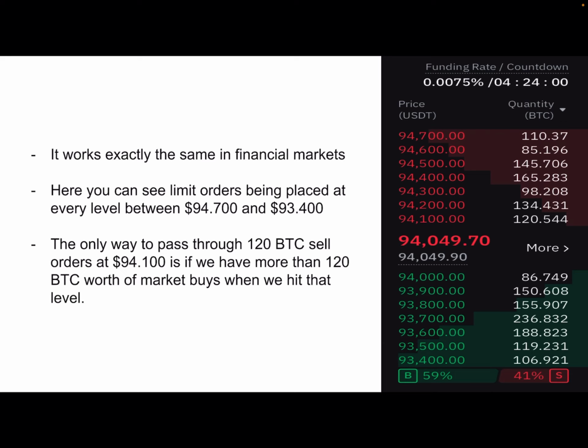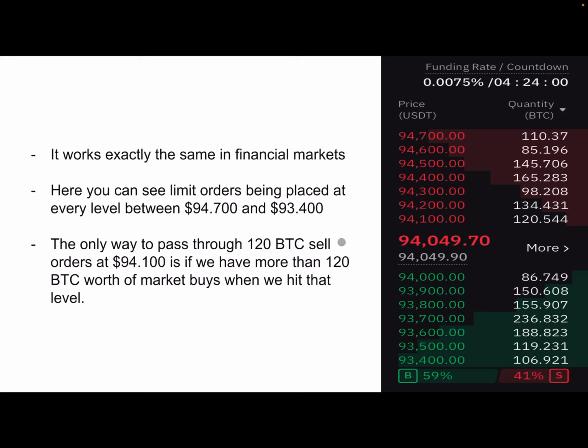This is a price I've pulled from Bybit. You're seeing here 94,100. There are 120 Bitcoin in orders. There's 134 here, 145 here, 85 here. So these are just limit orders sitting here, and the other way around on the buy side as well.